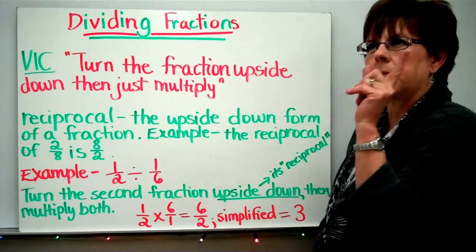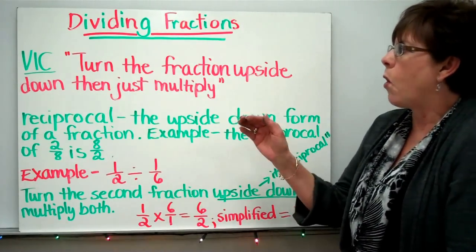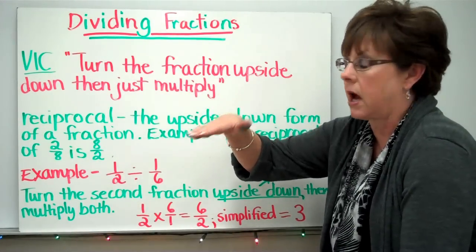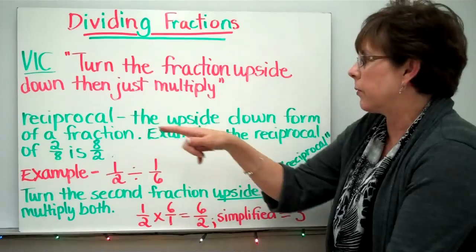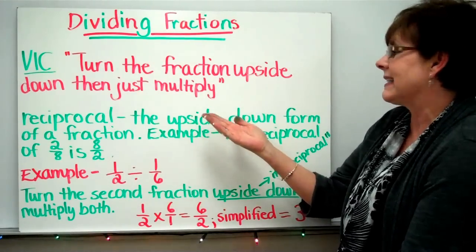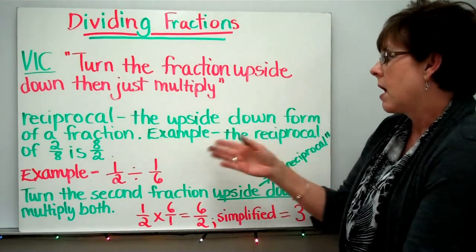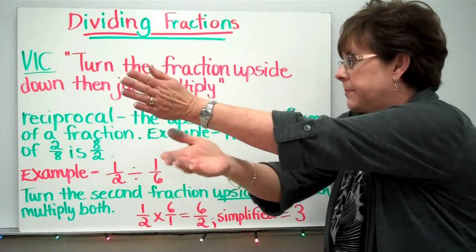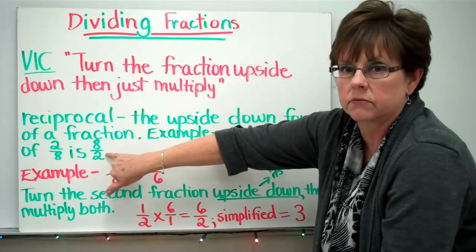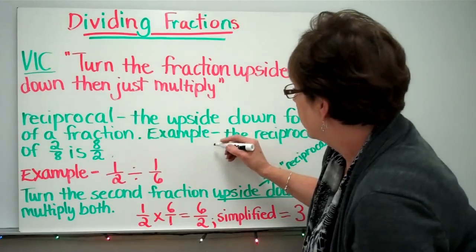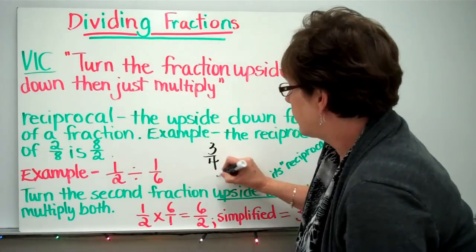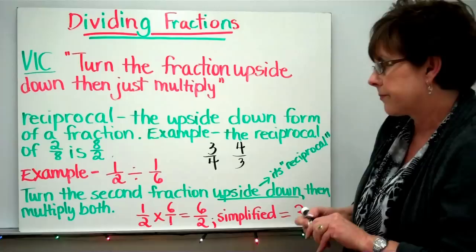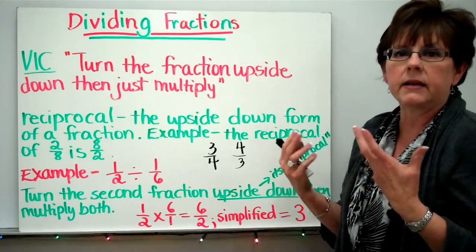Okay, you might be thinking, I don't understand what that means. I'll explain it. One thing that we need to know, a vocabulary word that's very important, and this is a word you've probably not seen before, reciprocal. The reciprocal of a fraction is its upside down form. An example, if I wanted to know the reciprocal of 2/8, I would flip it. I would turn it upside down, and it's 8/2. The reciprocal of 3/4 would be 4/3. That's the reciprocal.